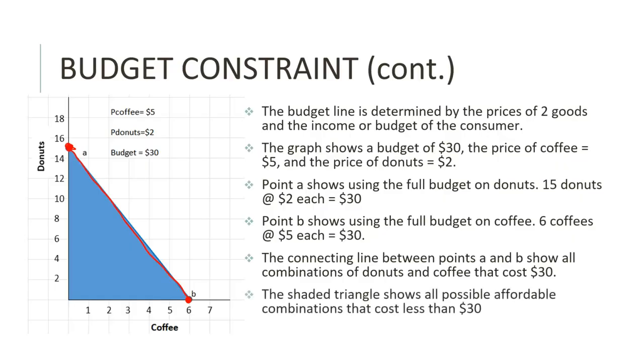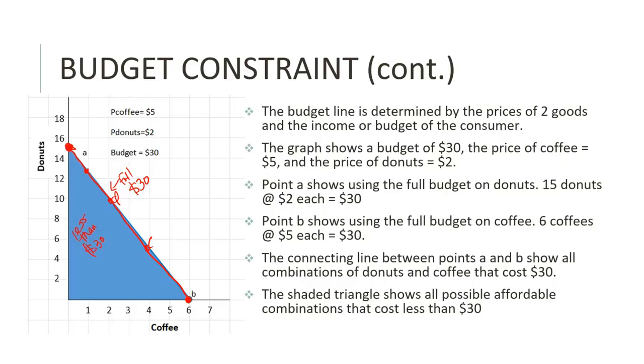And then the shaded triangle shows all possible affordable combinations that cost less than $30. So it's going to be less than the full budget anywhere inside this triangle. Anywhere on the line is going to be the full $30. Okay. So all points on the line, it doesn't matter which combination you pick, any point on that line, whether it's A, B, something in the middle, C, D, these are all efficient and potentially all optimal points. So when we're trying to maximize utility, we're going to find our best combination somewhere on that line.